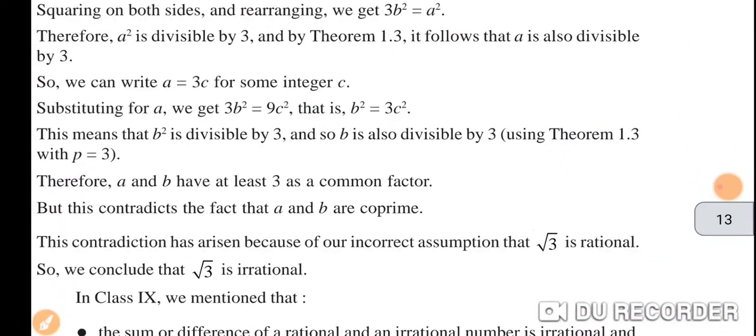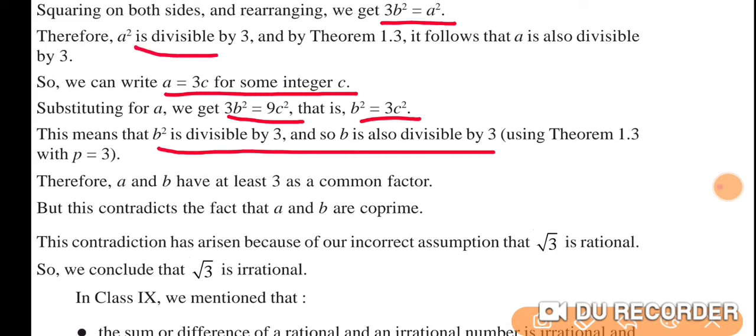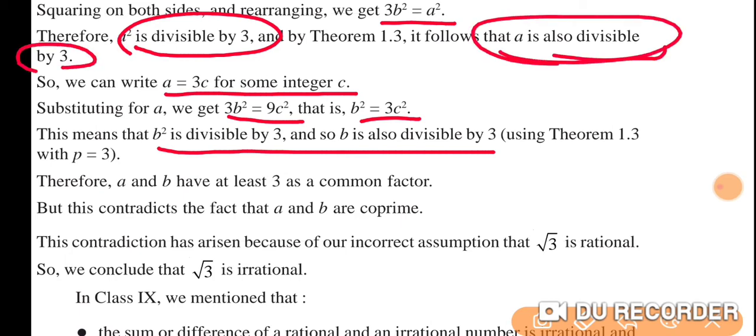What do you understand now next? You assume A is equal to another value 3c, where c is an integer. So if you substitute this value A is equal to 3c in this statement, A square is equal to 3b square, you will get 3b square is equal to 9c square. That is B square is equal to 3c square. Which means B square is divisible by 3 or B is divisible by 3. See, earlier you said A square is divisible by 3. Okay, that is A is divisible by 3. This you said earlier. Correct?